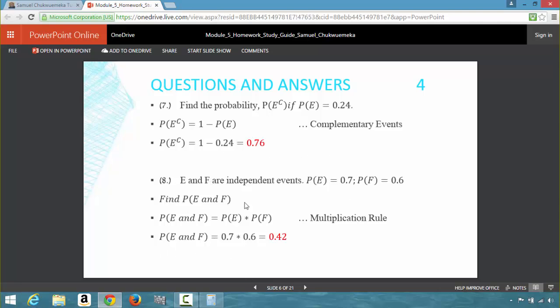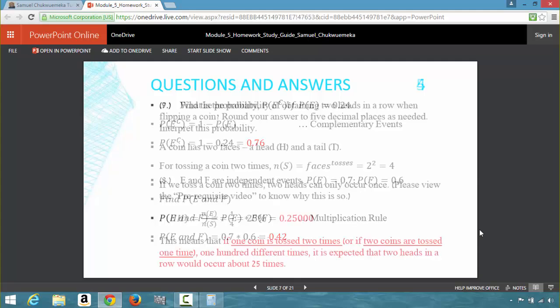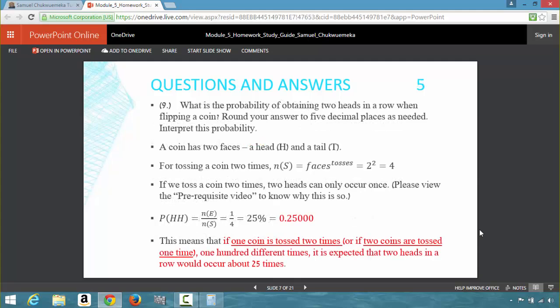Question 8 deals with the multiplication rule. This is the formula for multiplication rule. You just multiply the two probabilities. That is the multiplication rule. Question 9. What is the probability of obtaining 2 heads in a row when flipping a coin? Round your answer to 5 decimal places as needed.